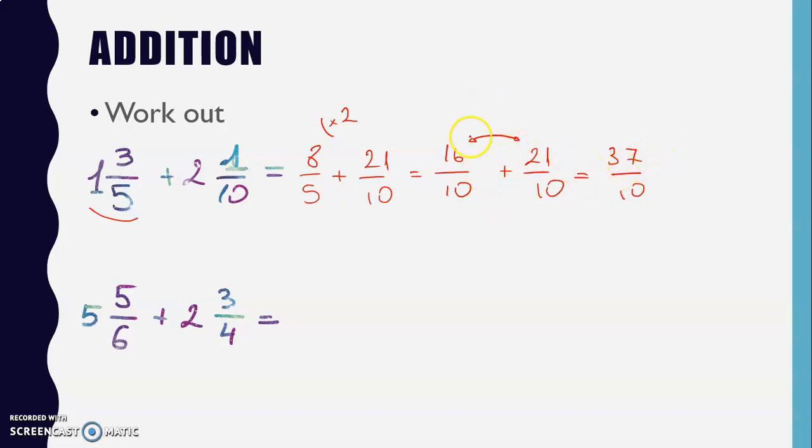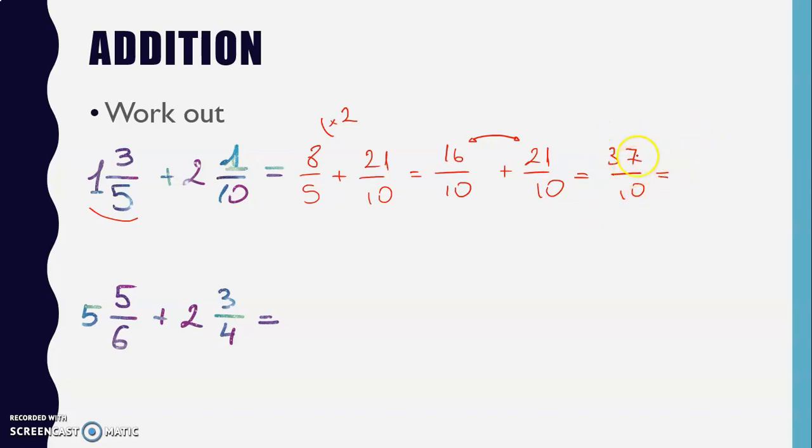If you struggle adding fractions, make sure you check one of my videos. I do have one on adding fractions because otherwise this will seem slightly impossible. Now you have to make sure that your final answers are not left as an improper fraction and they are converted back to mixed numbers.